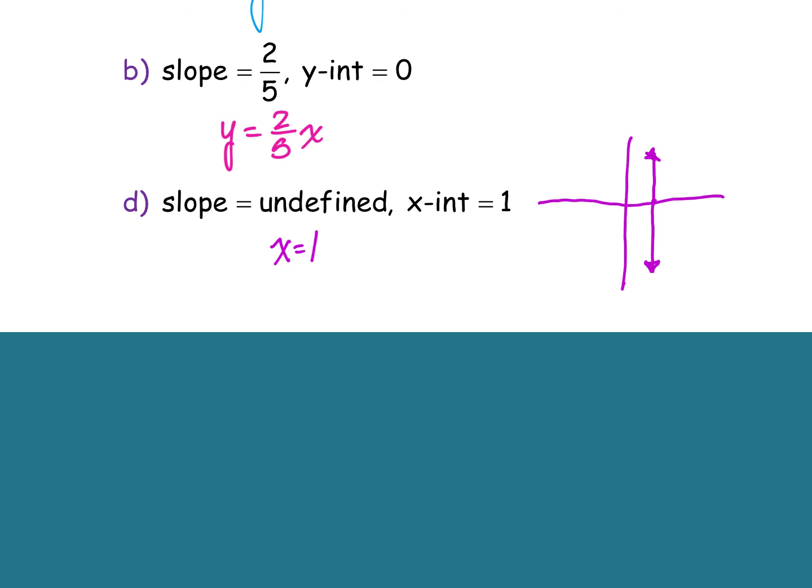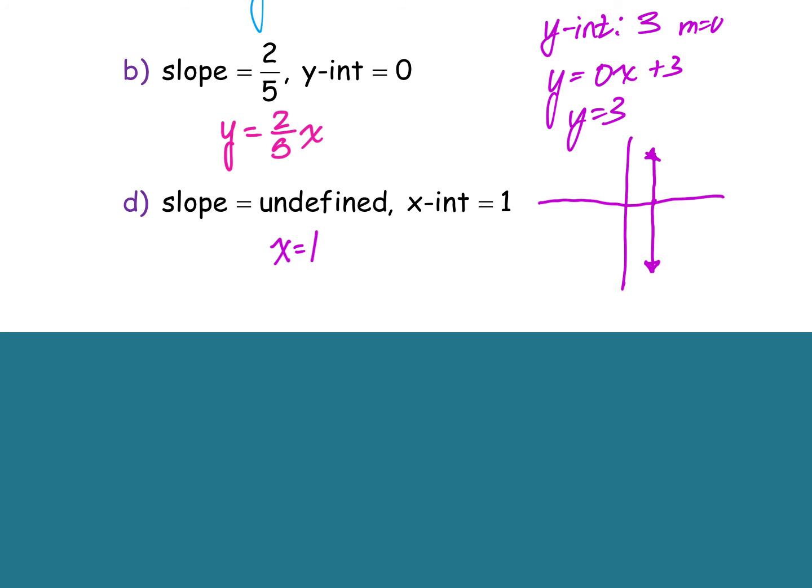Wait, so how would it look if x is 0? I'm sorry, if the slope is 0, you mean? Yeah. So if the slope is 0, I would still have a y-intercept. So if my y-intercept was, say, 3, and my slope is m equals 0, then I would say y equals 0x plus 3, or y equals 3.